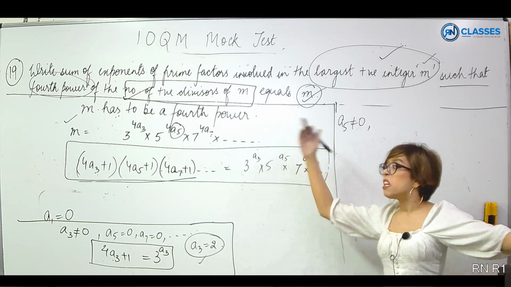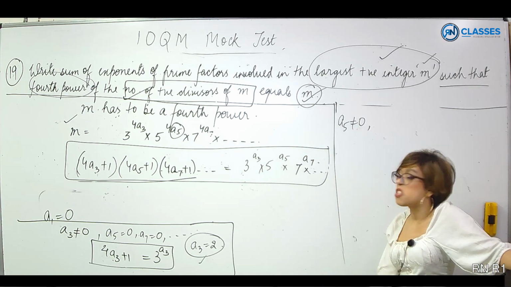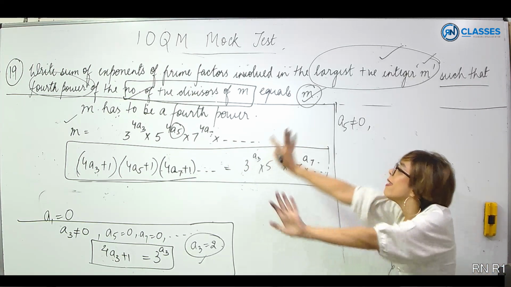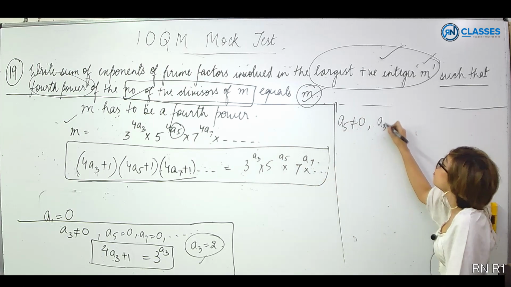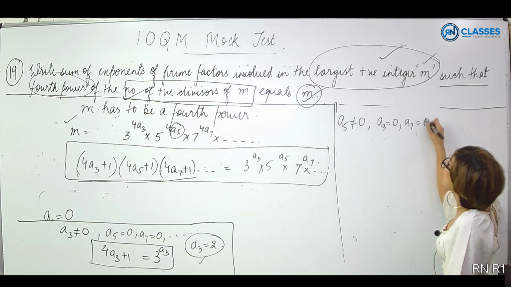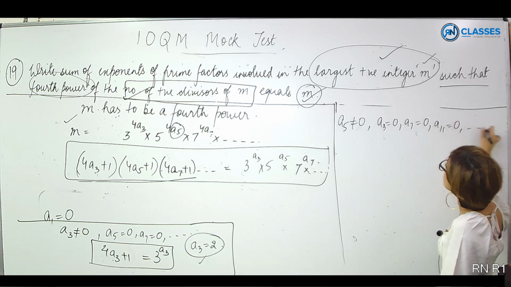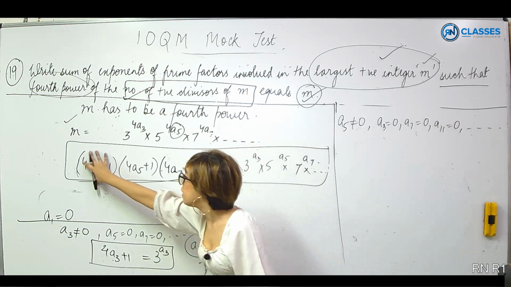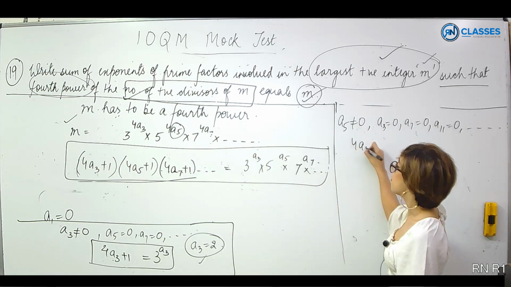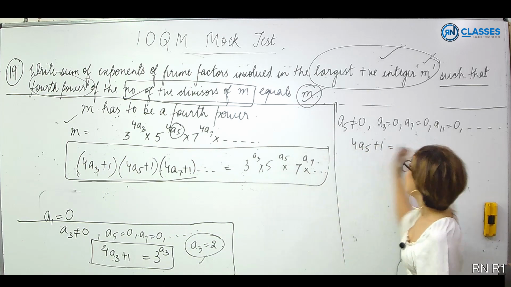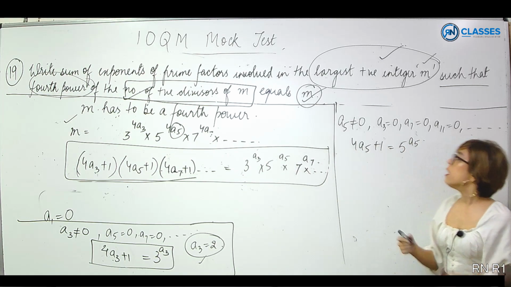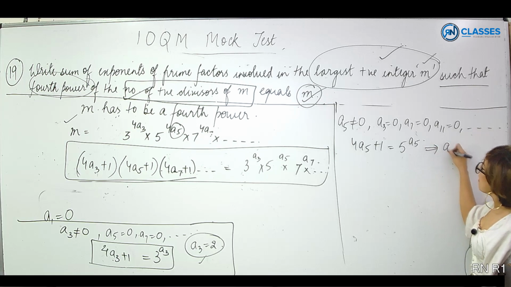Now, we need to talk about the rest of them. It is difficult to talk about the rest of them simultaneously. So, let me take the rest of them to be 0. So, A3 is 0, A7 is 0, A11 is 0, and so on. Let me see what happens. If that is the case, this equation becomes, now this is 1, so 4A5 plus 1 is equal to 5 raised to A5. Now, for this, obviously, I can have A5 equal to 1.